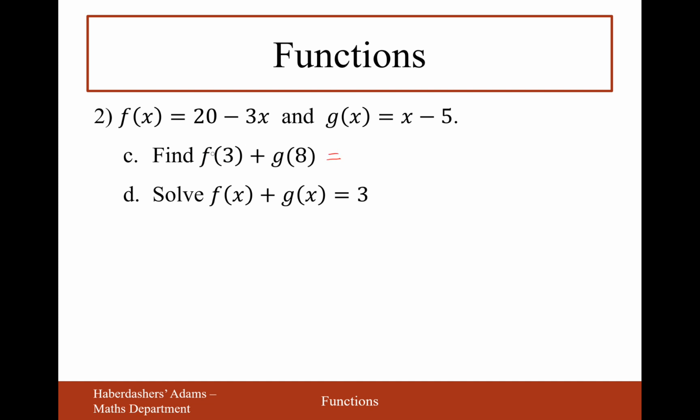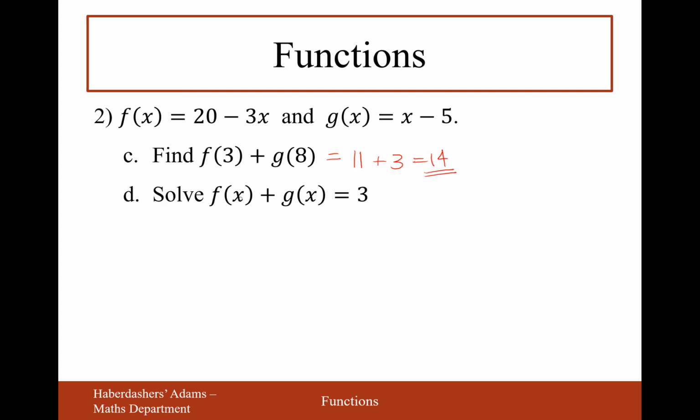Okay, so when it says find f of 3 and g of 8 and add the two together, that's exactly what you do. Let's put 3 into the function first and you'll get 11. Let's put 8 into this function and you'll get 3, and add the two results together and you get 14.